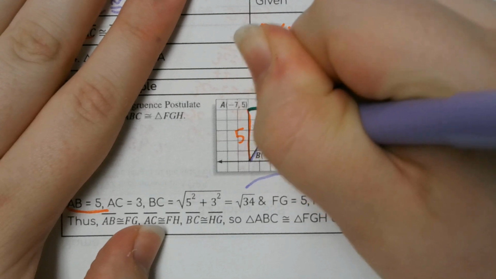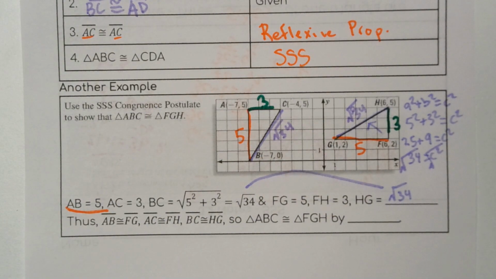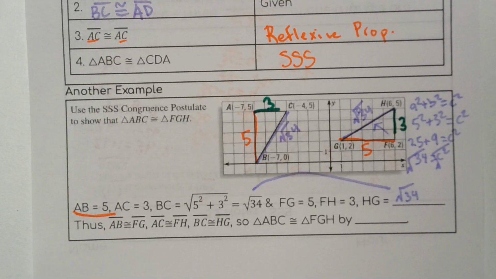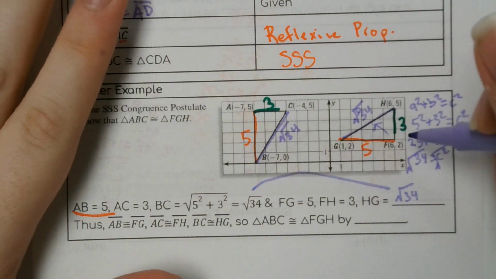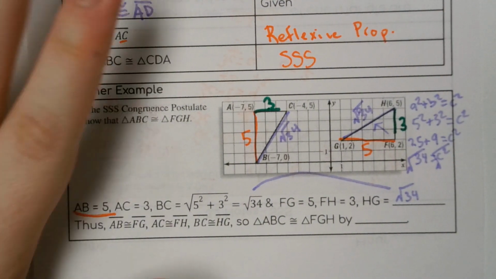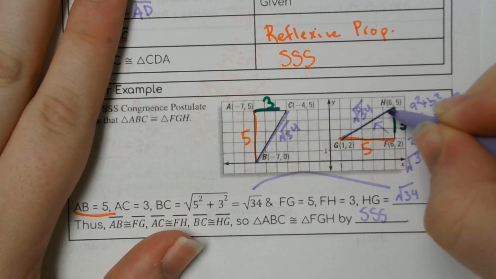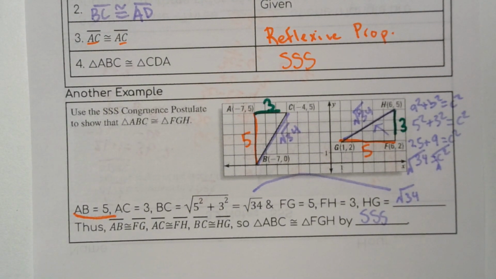So since all three of those measures are equal to each other on the other side, what are they congruent by? SSS. What we've been doing this whole time. Because we have one side, two sides, three sides, all congruent to each other.